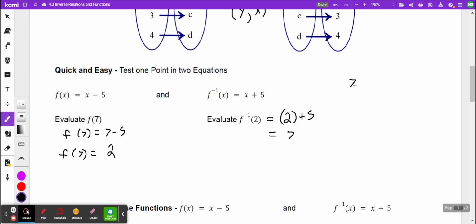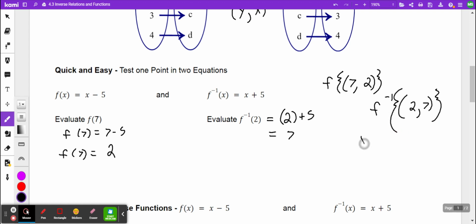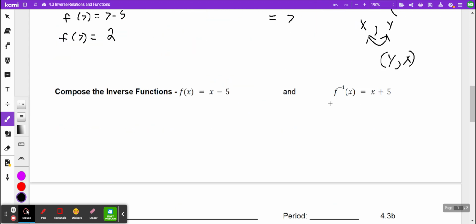So instead of 7 comma 2, f has this point right here, and the inverse has this point, 2 comma 7. So basically, we're just switching the x and the y. So the quick and dirty of it, we look and see, hey, are these switched? Then they're inverses. Are they functions? Well, only one way to tell. We're going to put one into the other.